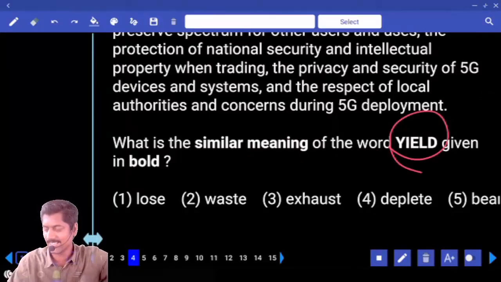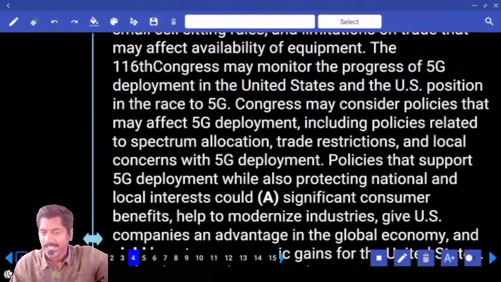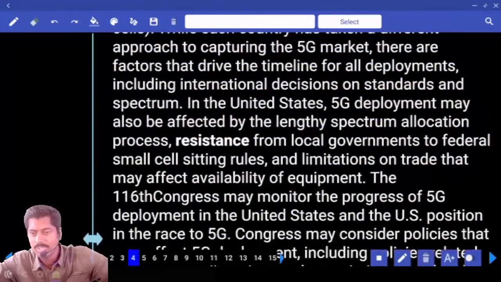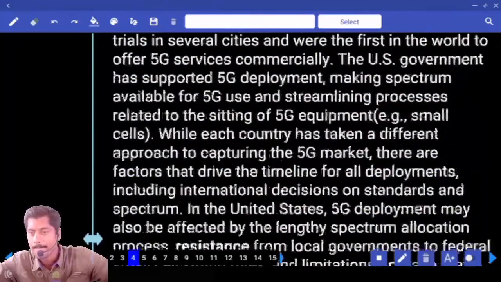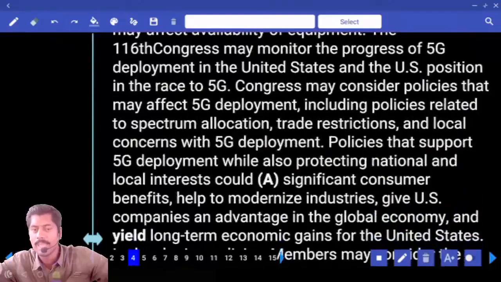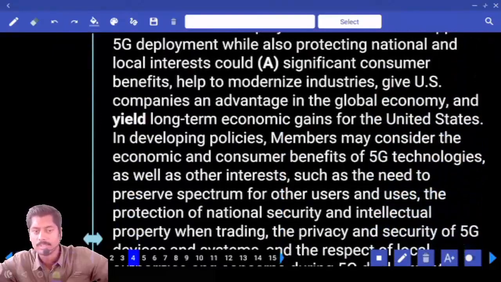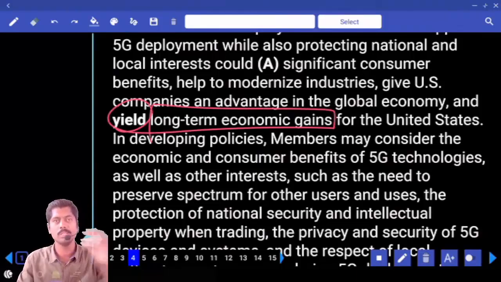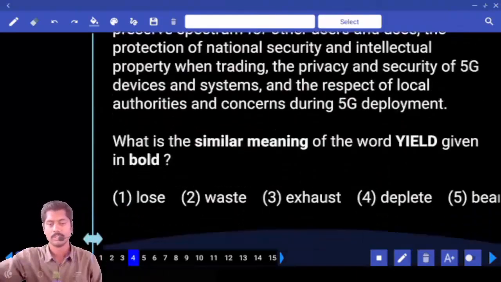Anyways, yield, surrender or production. Where are we? Where is yield? Can you show me where is yield? Above resistance or below? Below the blank, above the blank? Yeah, here. Yield long-term economic gains means produce or surrender.